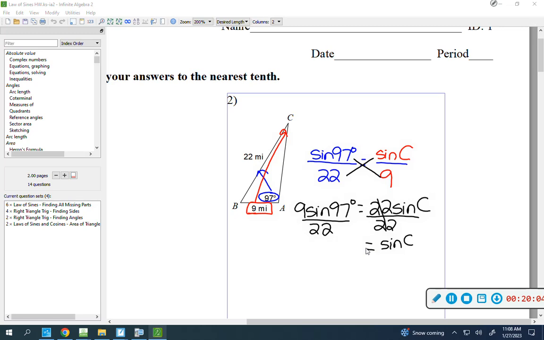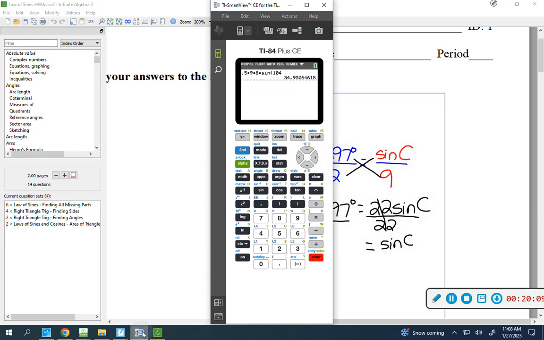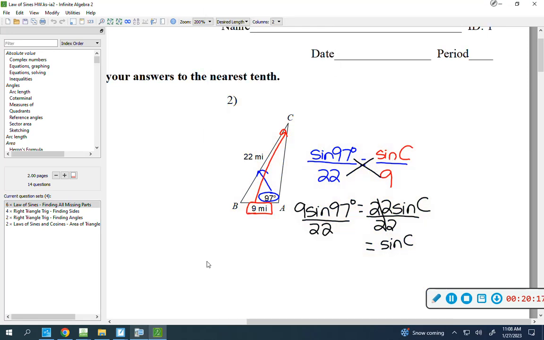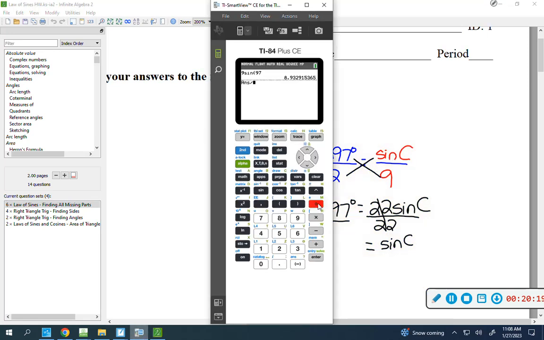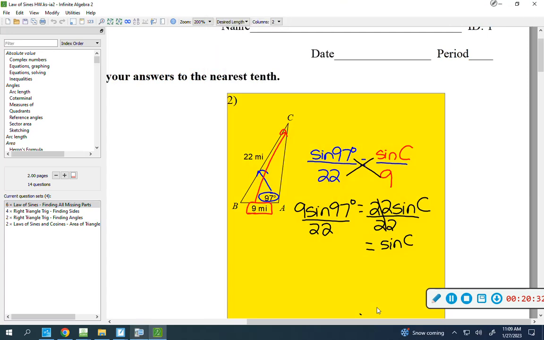Now, clearly, I can't do 9 sine 97 over 22 in my head. Okay. So I'm going to pull up my calculator. Let's clear this out. 9 sine 97. And then I gotta divide it by, I already forgot, 22. Okay. So I'm going to round that. I'm going to say 0.406 for right now. Seems like a win. So let's move the calculator out of the way.